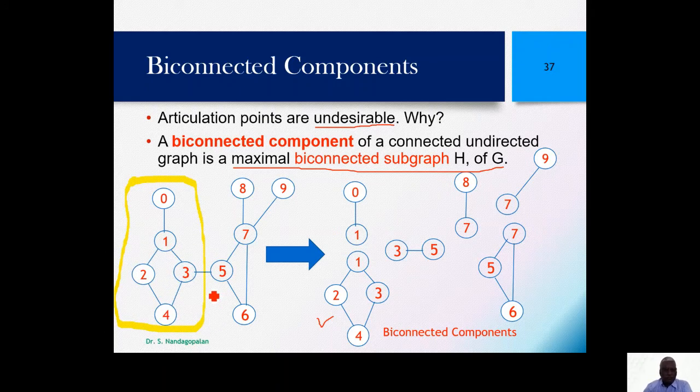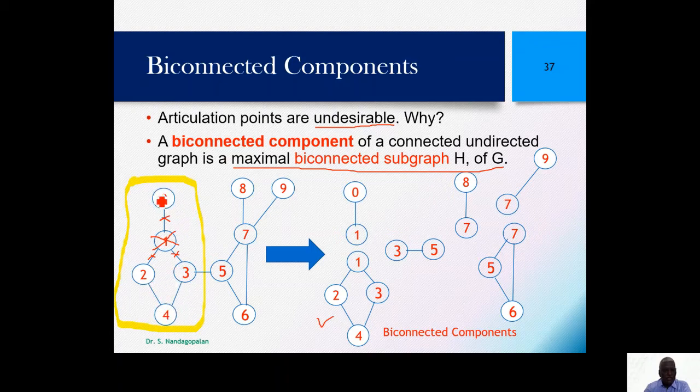So if I select this vertex as my V, I delete it. Associated edges I also delete. Now how many components do I get? Connected components, actually. How many connected components? 2. That is 0, this is 1, 2, 3, 4. So this is one connected component.